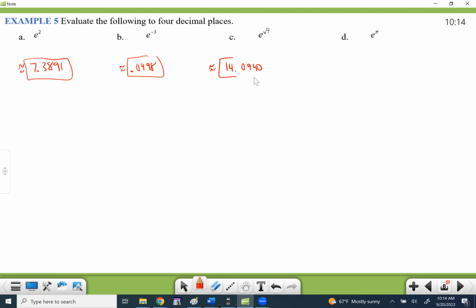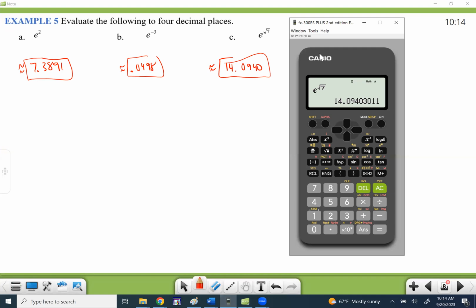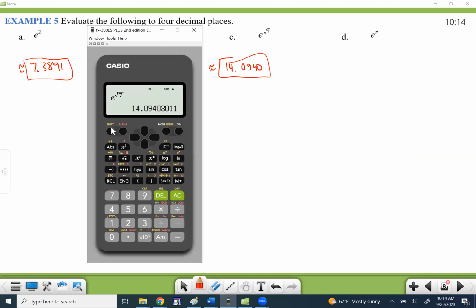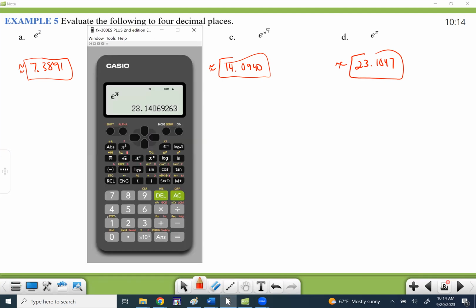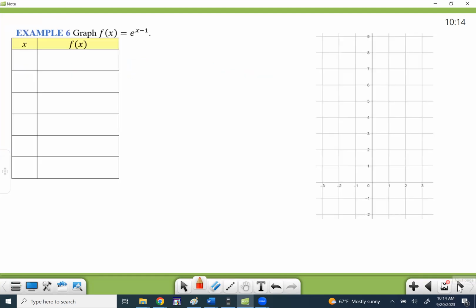14.0940. All right. E to the pi. E to the pi. Okay, this is going to force me to find my e and my pi. Oh, try that again. Shift E and then shift. All right, 4 decimal digits. 6, but there's a 9 behind it, so it's going to become a 7. 23.1407. Okay, cool. All right, so that's just us getting used to our calculator.